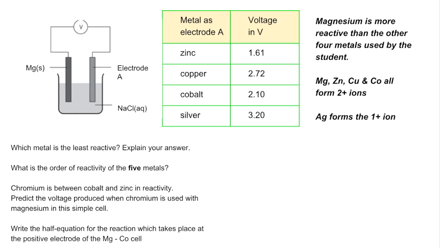So which metal is the least reactive? It's going to be the silver because it's given us the greatest voltage. So therefore there must be the greatest difference in reactivity between the magnesium and the silver.